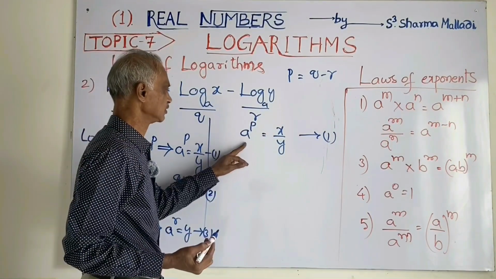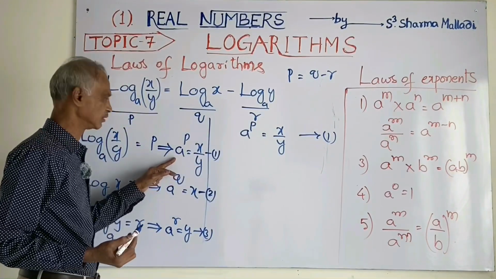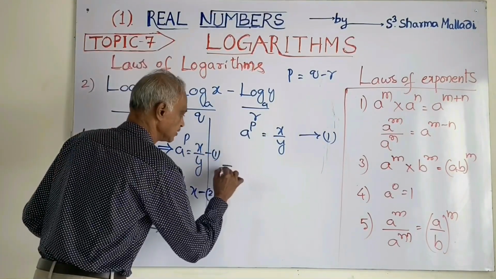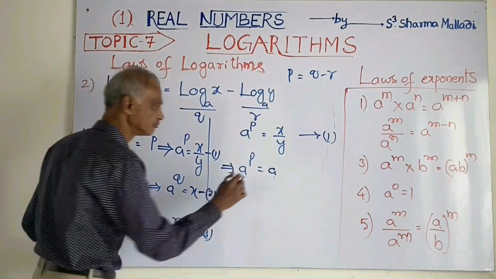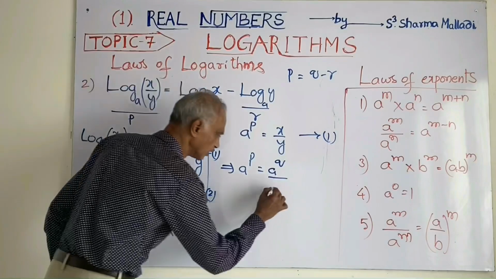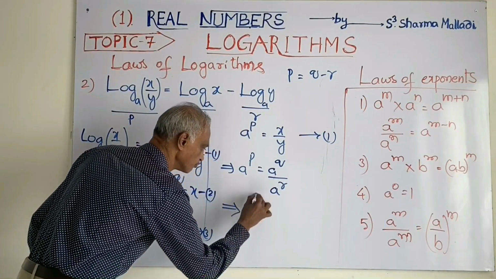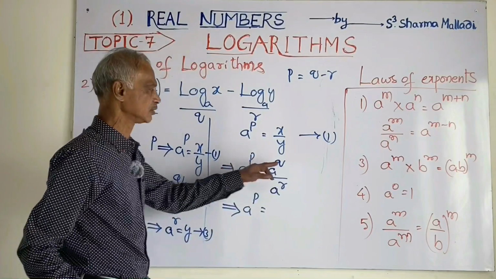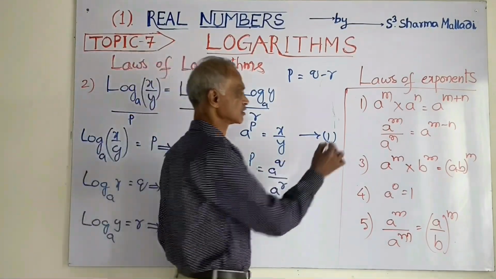See, you take this one: A to the power of P is equal to x by y. I have taken 1, say, implies A to the power of P is equal to, what is x here? A to the power of Q, by, what is y here? A to the power of R. Implies A to the power of P is equal to A to the power of Q by A to the power of R. Can be written as, this is number 2.